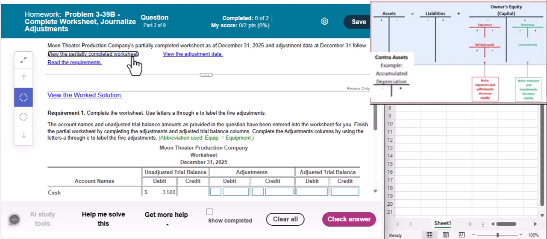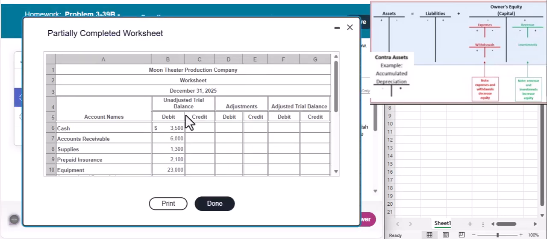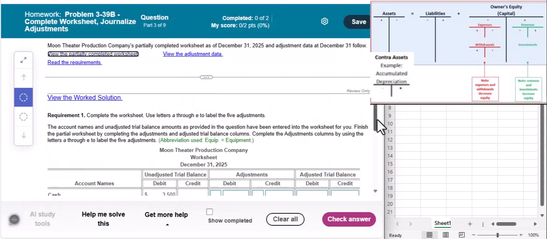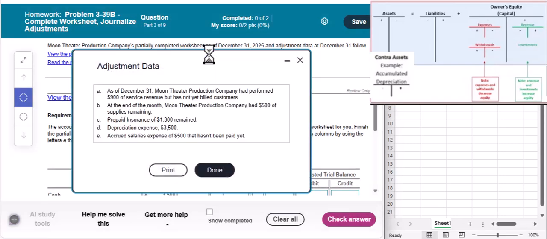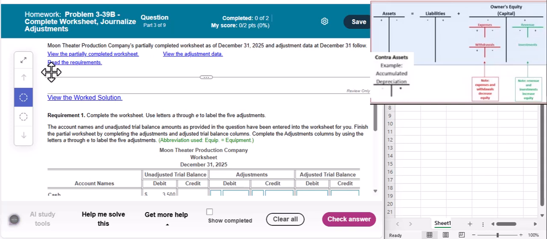So we can view the partially completed worksheet, but we don't really need this one open as we have all of the information down below here, so we can just close out of that. So we can view the adjustment data here. So we will be using the letters again in order to label each of these. And then we also have our read the requirements, however they do pop up as the problem goes.